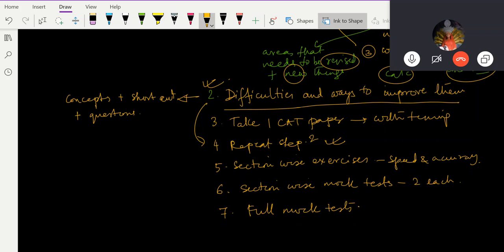Any questions on this? Questions, suggestions, anything? Nothing as of now. Looks good, sir. Anything that you feel can be incorporated or changed?